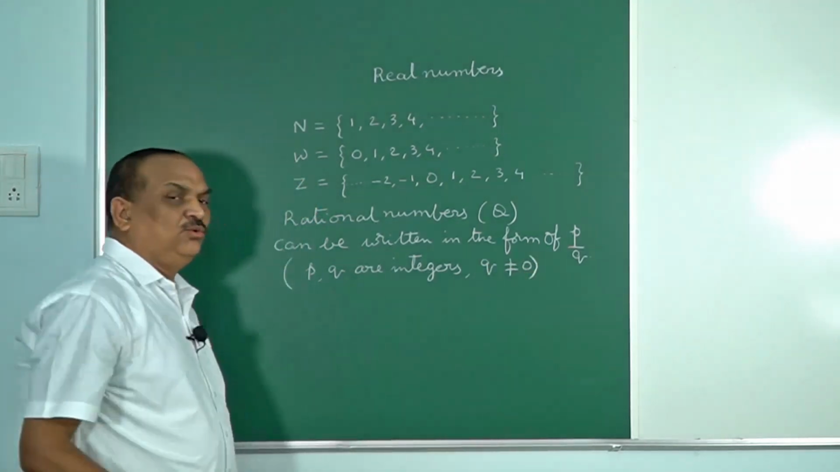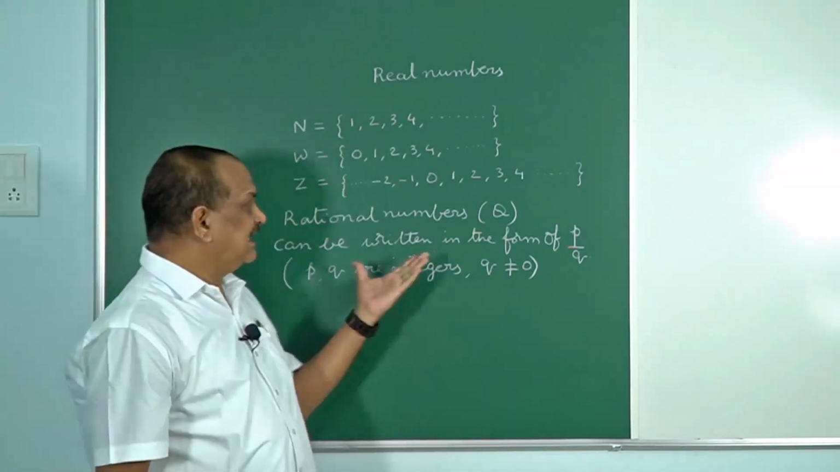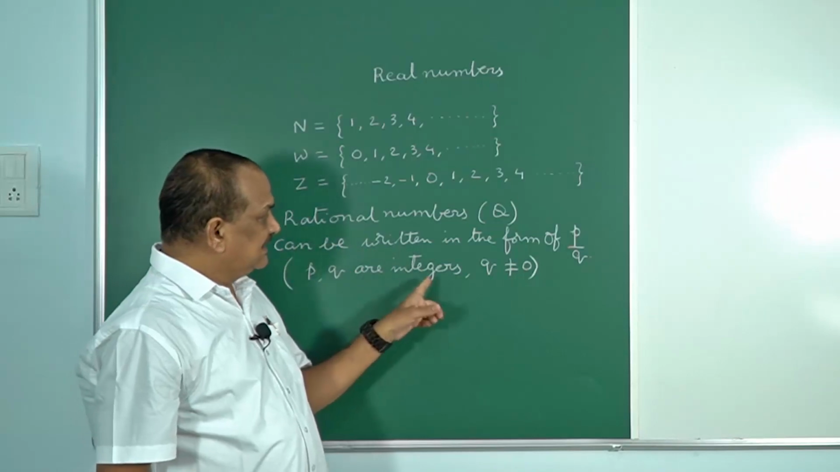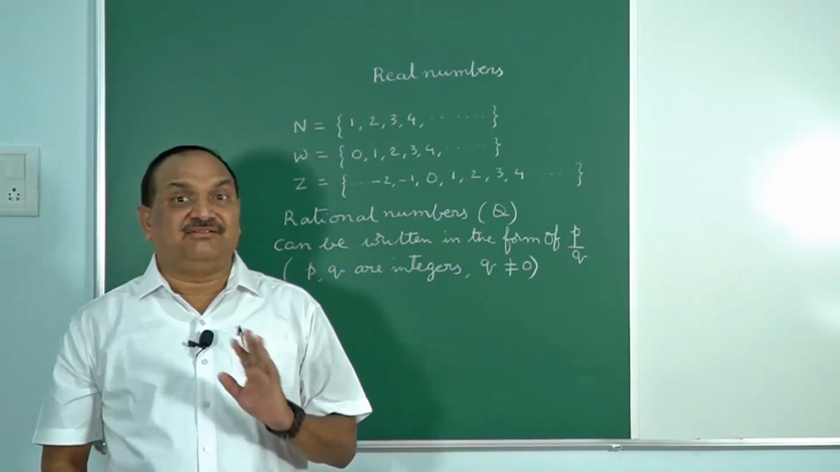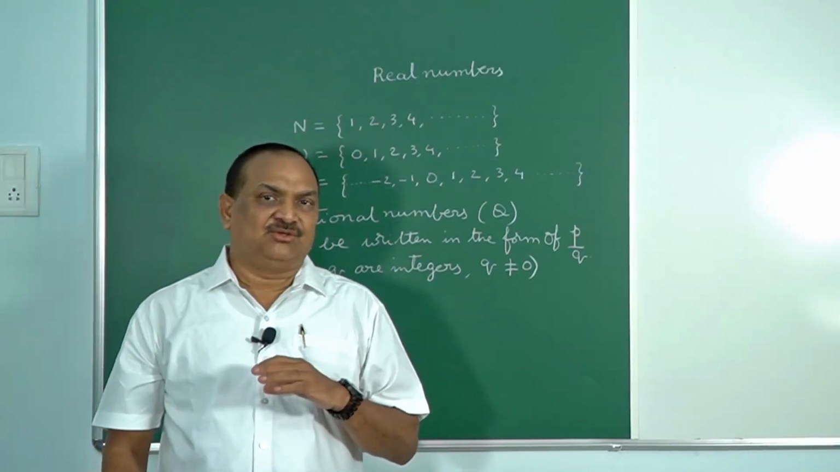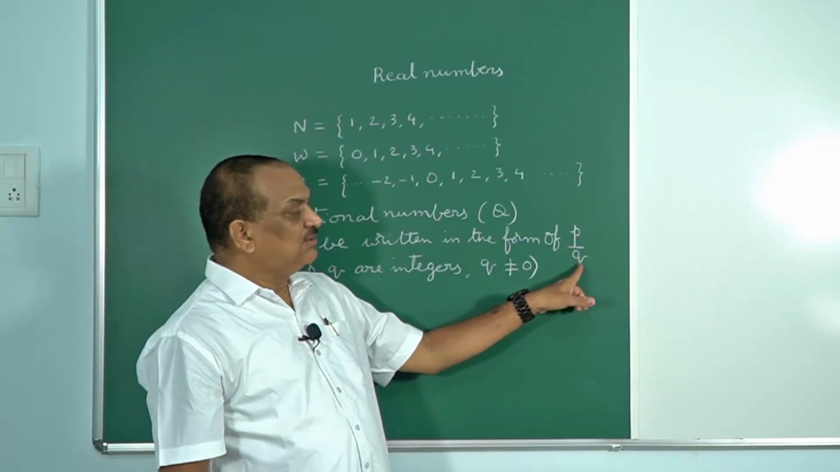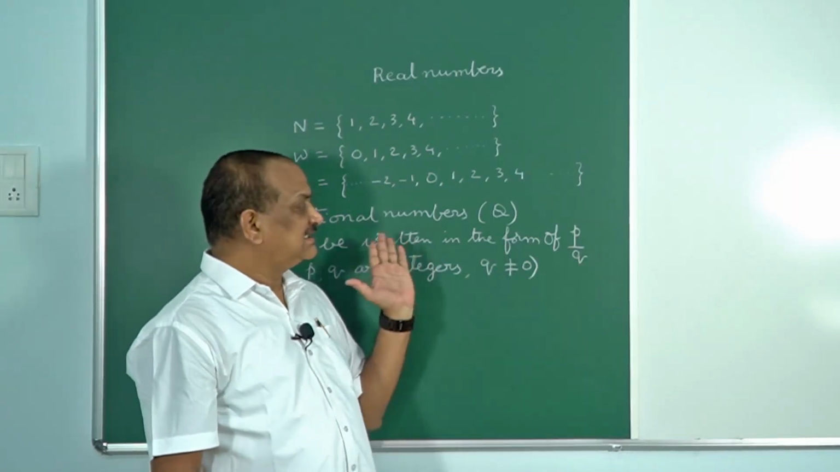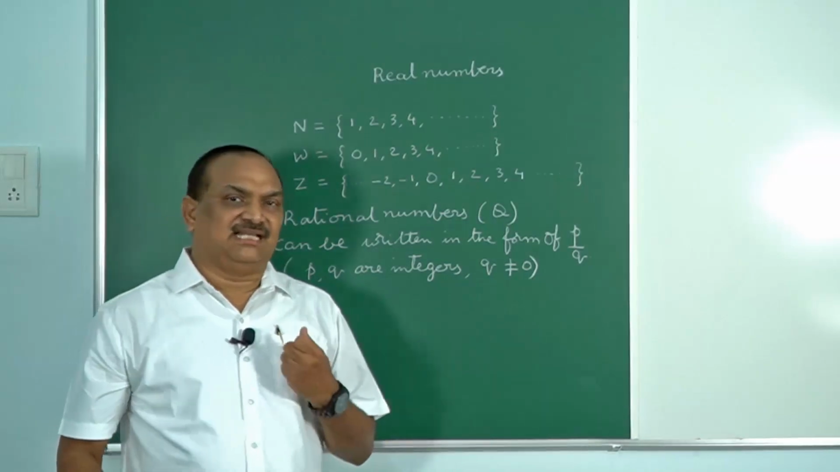and q is not equal to 0. So if you have it in the form of integer by integer, you call it a rational number. But in the denominator, you should never have 0. It is undefined. Division by 0 is undefined. Therefore, you shall never have a 0 in the denominator. Otherwise, any integer by integer is always a rational number.